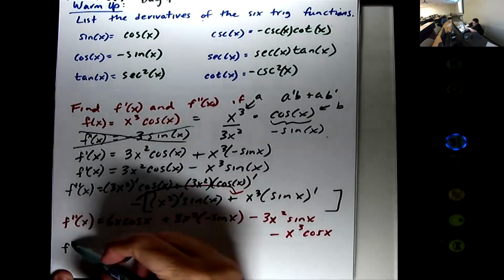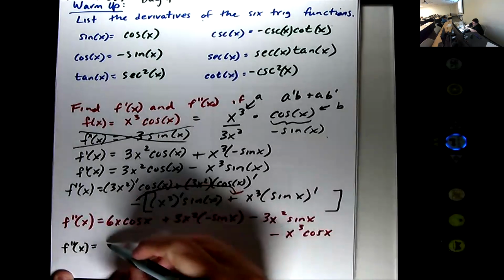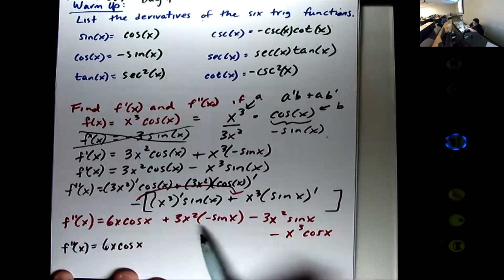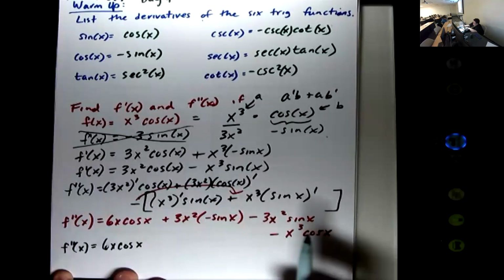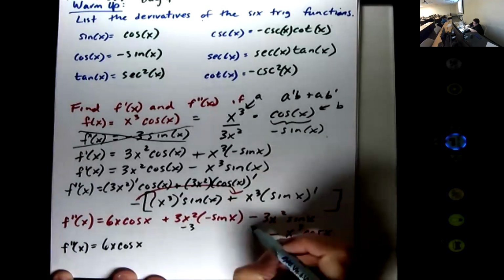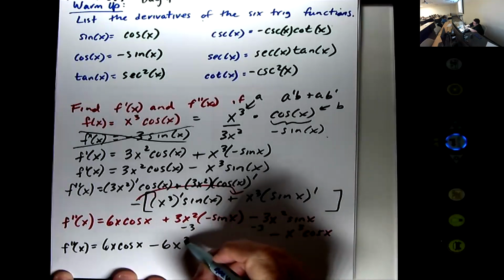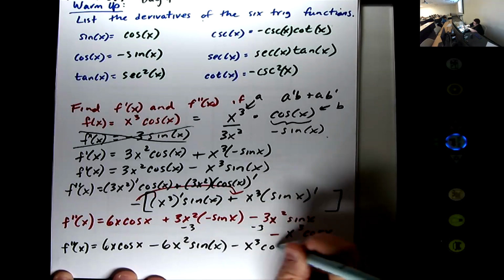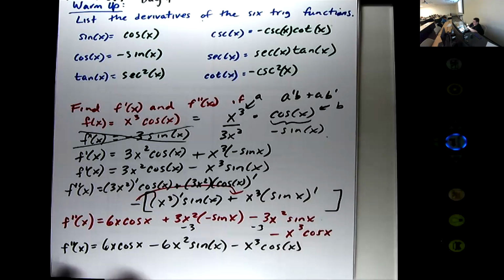And I'm not going to leave it like that. I'm going to clean it up a little bit. This doesn't have anything in common with it. The middle two do. They both have x squared sine x. I've got a -3 here and a -3 here, which makes -6 x squared sine x. And then finally, the minus x cubed cosine x. So that's kind of a refresher on the trig derivatives and product rule.